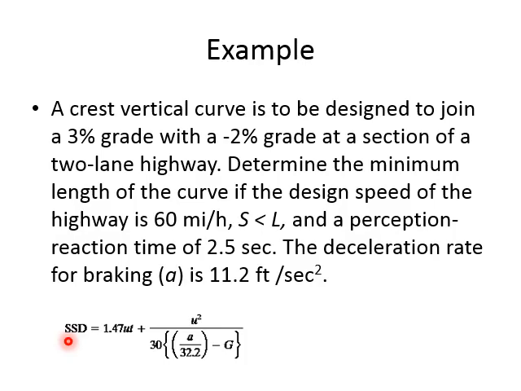Okay, so I have two values here. I can put 3% or I can put 2%. Obviously if you put 3% gradient, it will give you a higher value for SSD. But how will I justify the minus sign then? Because 3 is positive. See here, 3 is positive, 2 is negative.